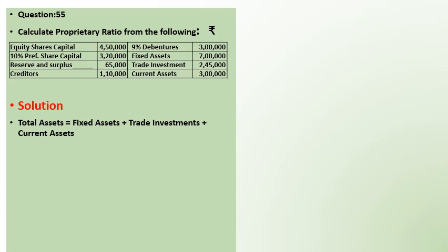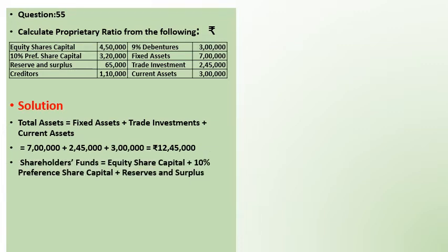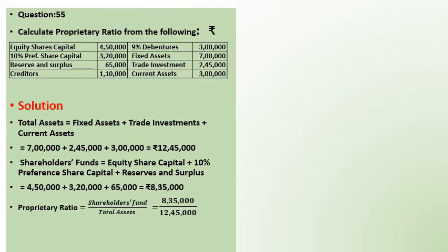Now based on that we will find total assets: fixed assets plus trade investment or non-current investment plus current assets. We have 7 lakhs plus 2,45,000 plus 3 lakhs equal to 12,45,000, which is your total assets. Now shareholders fund is equal to equity share capital plus 10% preference share capital plus reserve and surplus, which comes 8,35,000. So therefore proprietary ratio is equal to 8,35,000 divided by 12,45,000 equal to 0.67:1 approximately.